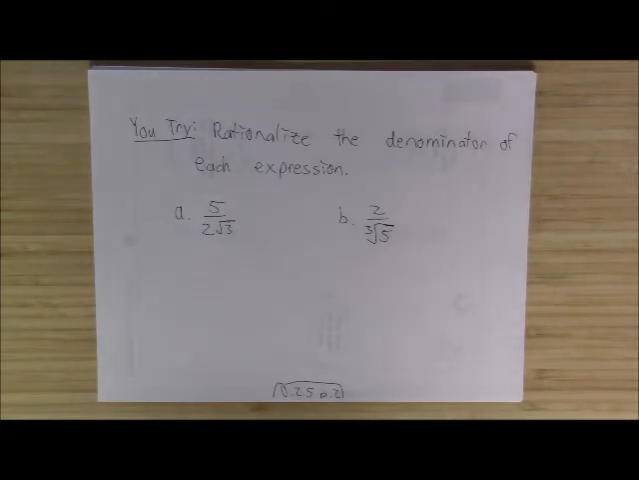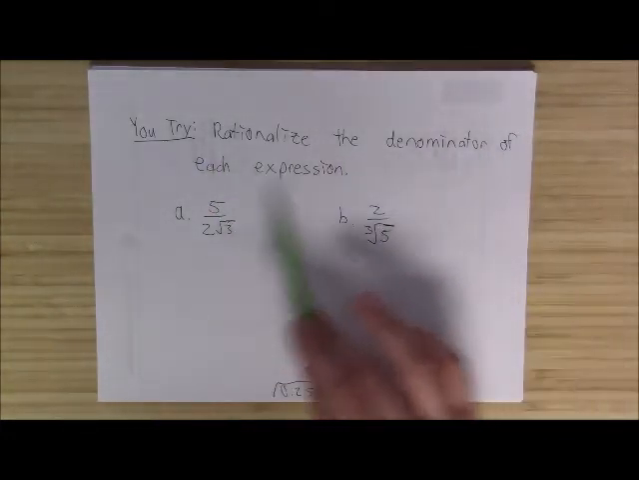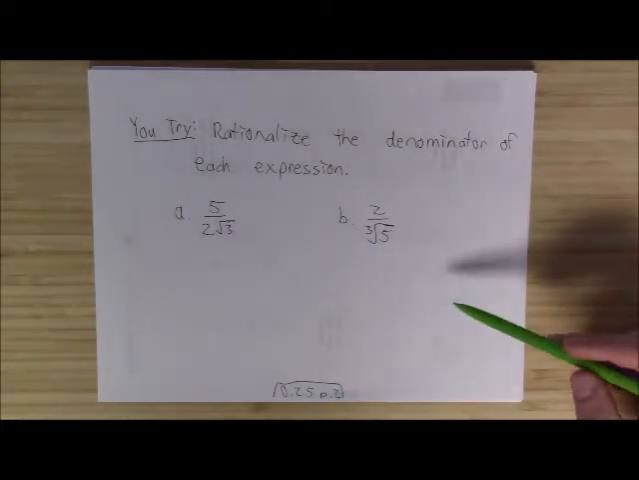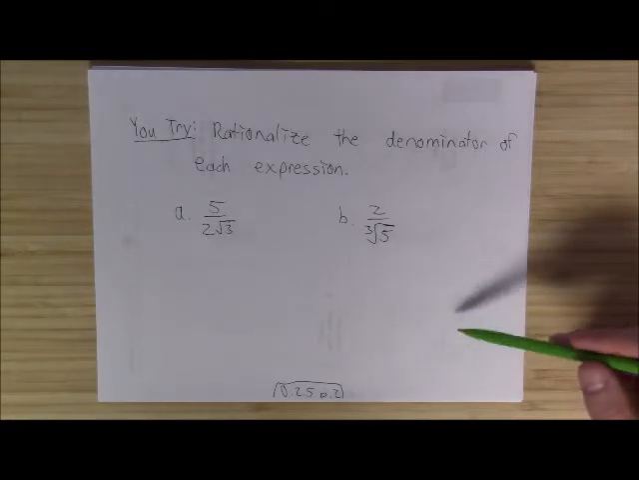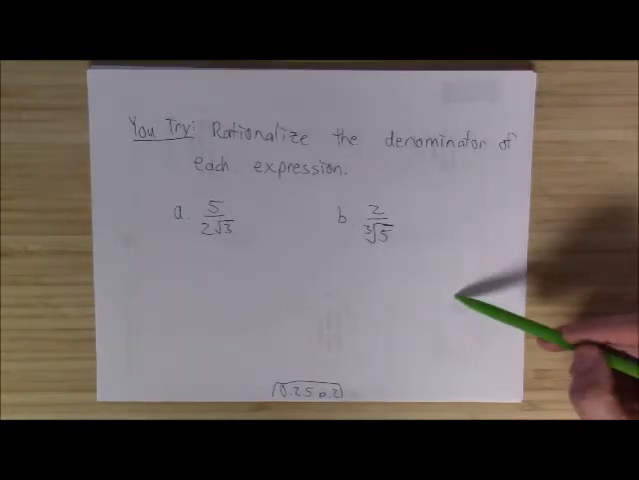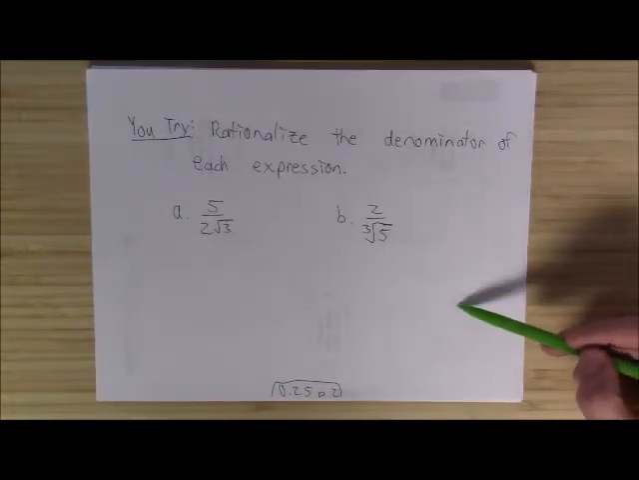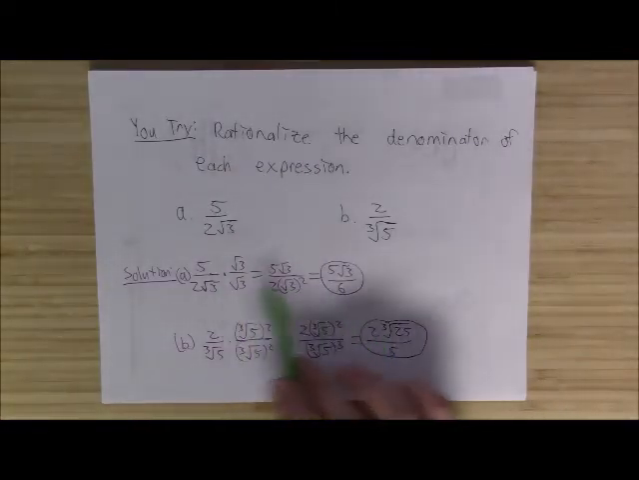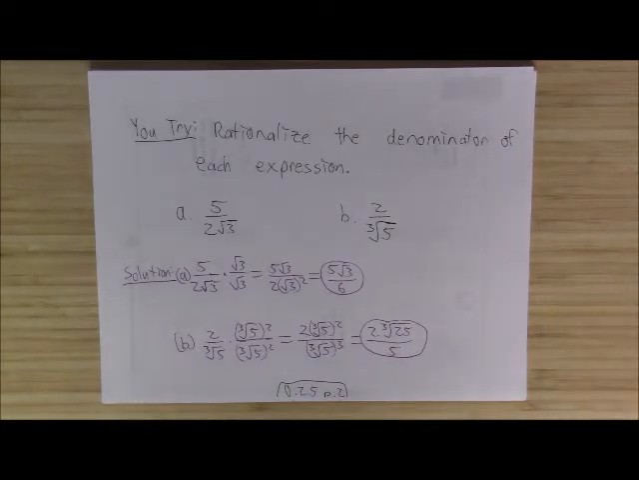And now it is once again time for you to work out an example. So go ahead and rationalize the denominator of both of these expressions. Again, I'll count to 3 and then I'll reveal the answer. 1, 2, 3. So you can now go ahead and check your solution.